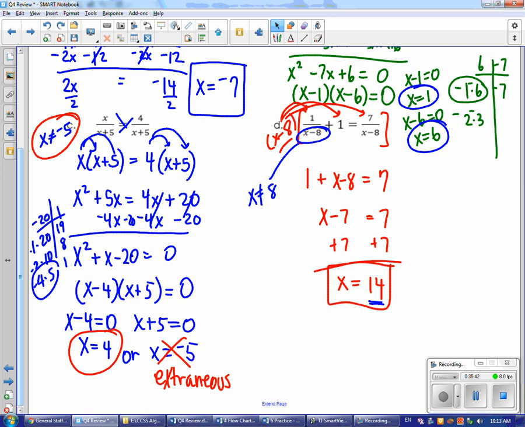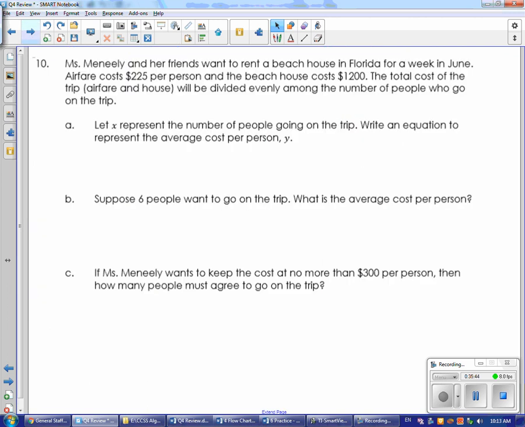Okay, the last two problems we have to do are applications of rational functions. So let's take a look at number 10. It says, Miss McNeely and her friends want to rent a beach house in Florida for a week in June. Airfare costs $225 per person, so each person is going to have to pay $225 for themselves. The beach house costs $1,200, so we're all going to split that. The total cost of the trip, and that would be airfare and the house, are going to be divided evenly among the people who go on the trip.